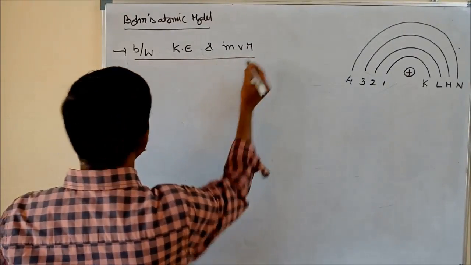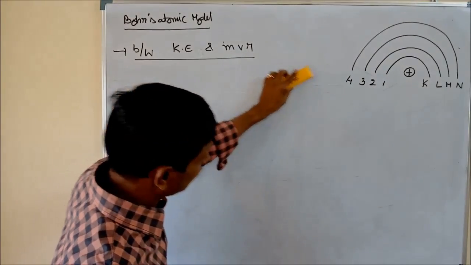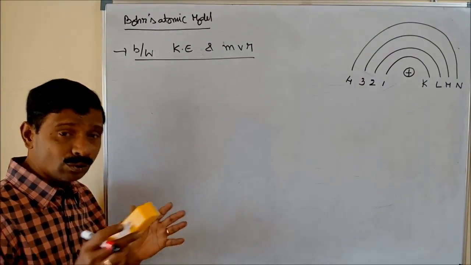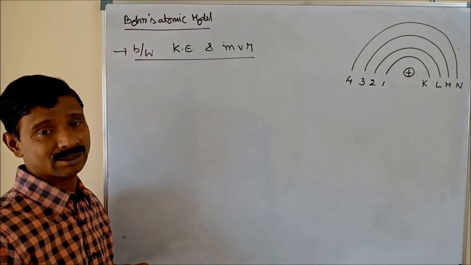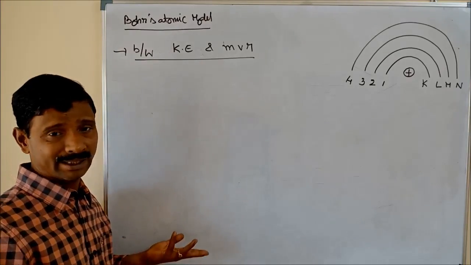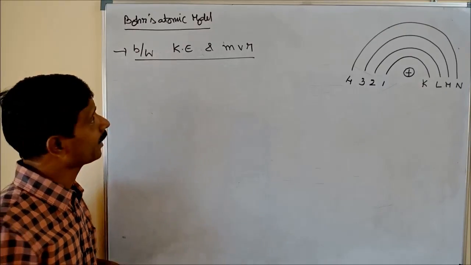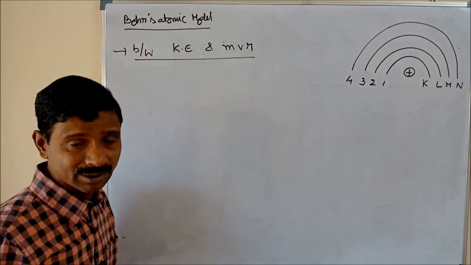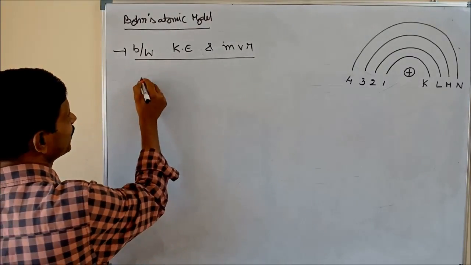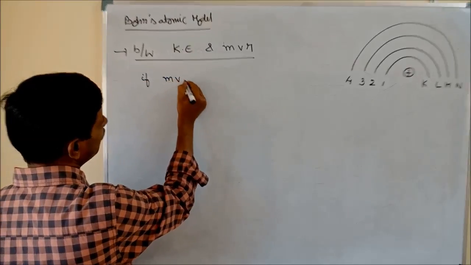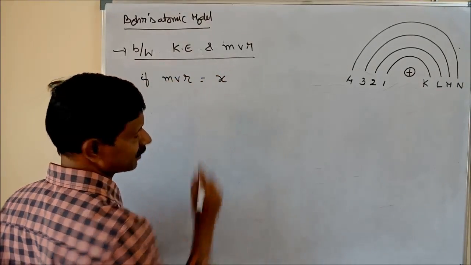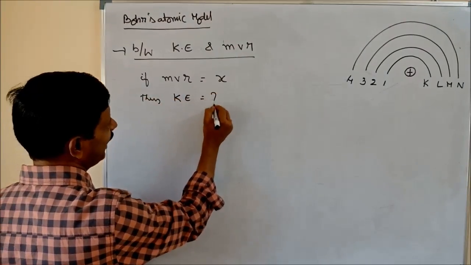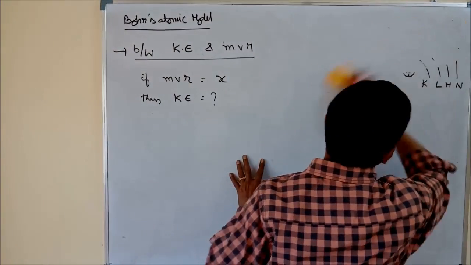Now think, as far as the NEET pattern is concerned, we are not going to expect any calculation, but we should know the relation between those two as the general expression. In the mains pattern, we can expect the question. So now, how to derive the relation between kinetic energy and angular momentum of the electron? Suppose the angular momentum of an electron is x, then what is its kinetic energy? That is the question.